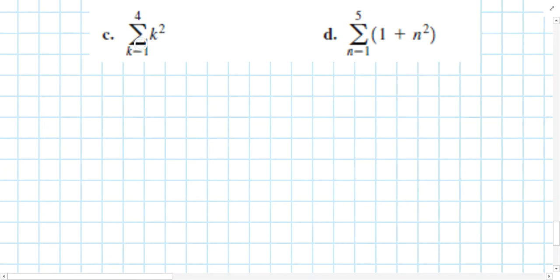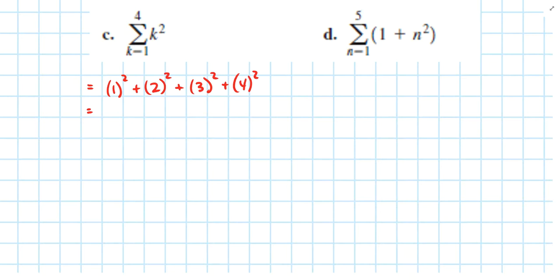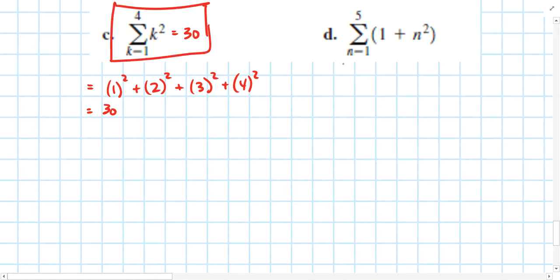But essentially, the sigma does remind us that we need to add together a bunch of results, and in this case, we're going to be adding k squared values for k values that exist between 1 and 4. So this sigma notation here for part C is really telling us to take k squared from 1 up to 4 and add all of the results together. And in this case, the total is 30. So the result for this sigma calculation is 30.